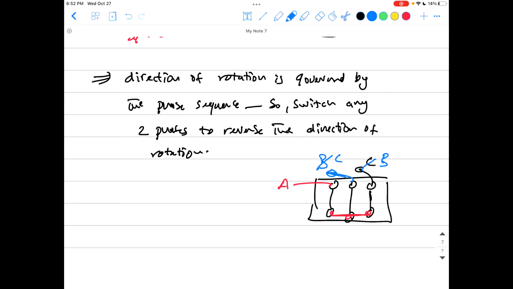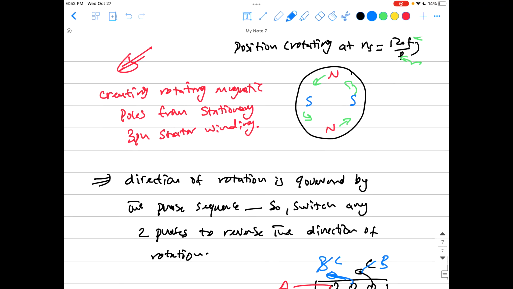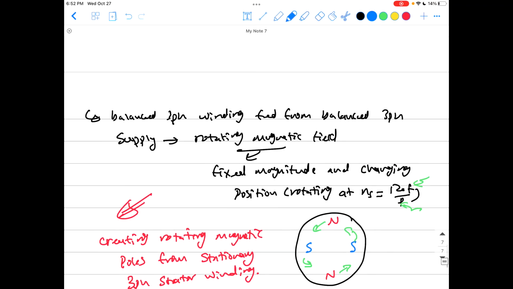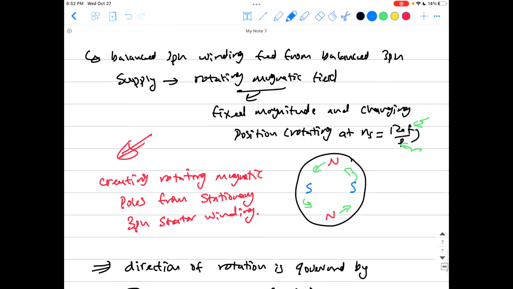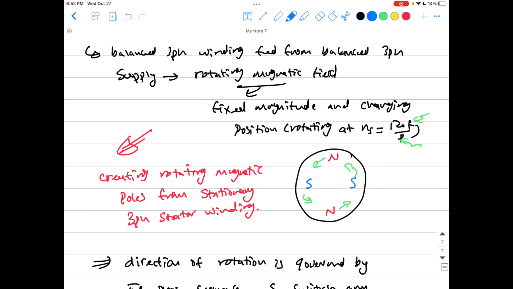Sounds good. So that was our talk about the stator of this kind of machine and how you can create the rotating magnetic field out of balanced three-phase winding fed from the balanced three-phase supply. Okay, I hope you understand this, guys. I don't want to jump to talk about the rotor of this machine now because I don't want to confuse you. I'll give you some time to absorb this information and understand how this happened.